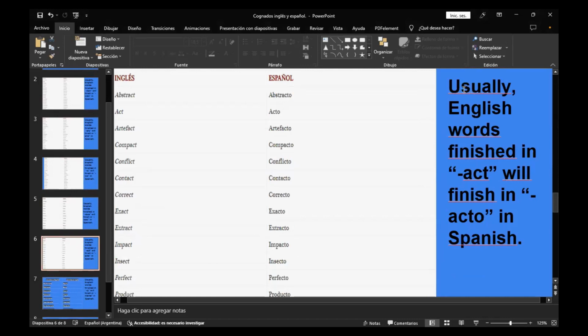Now, usually English words that finish in act will finish in acto in Spanish. Let's check it out. Abstract in Spanish is abstracto. Act in Spanish will be acto. Artifact in Spanish will be artefacto. Compact in Spanish will be compacto. Conflict in Spanish will be conflicto.